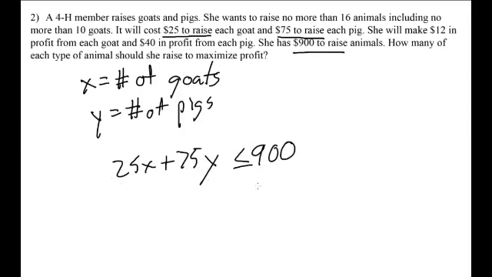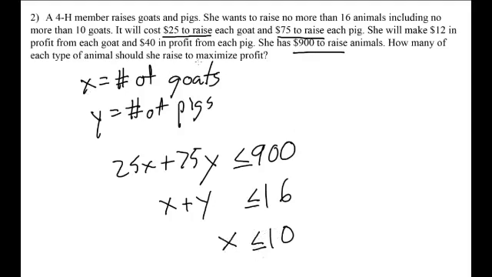All right, we also have a total of 16. She wants to raise no more than 16 total animals. In this case, it's just going to be x plus y, the number of goats plus the number of pigs. We want that to be less than or equal to 16. Now there's one other total, and it's not exactly a total because it's just one thing. She wants no more than 10 goats. So goats are x, so we want x to be less than or equal to 10. We don't want any more than 10 goats.